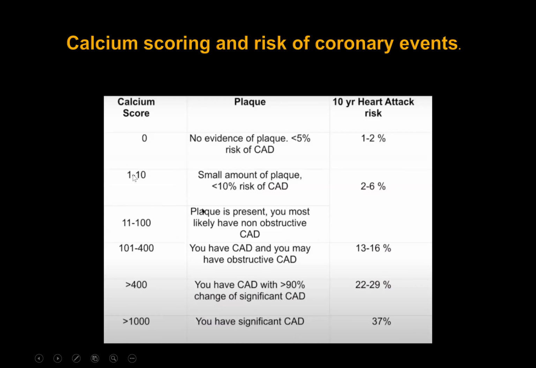By seeing this coronary calcium, one can predict the future heart attack possibility. If one has only 0 calcium, the future heart attack risk is very low, only 1 to 2%. But with increasing calcium scoring, like 400 or above, there's a significant increase in the risk of getting a heart attack in future.